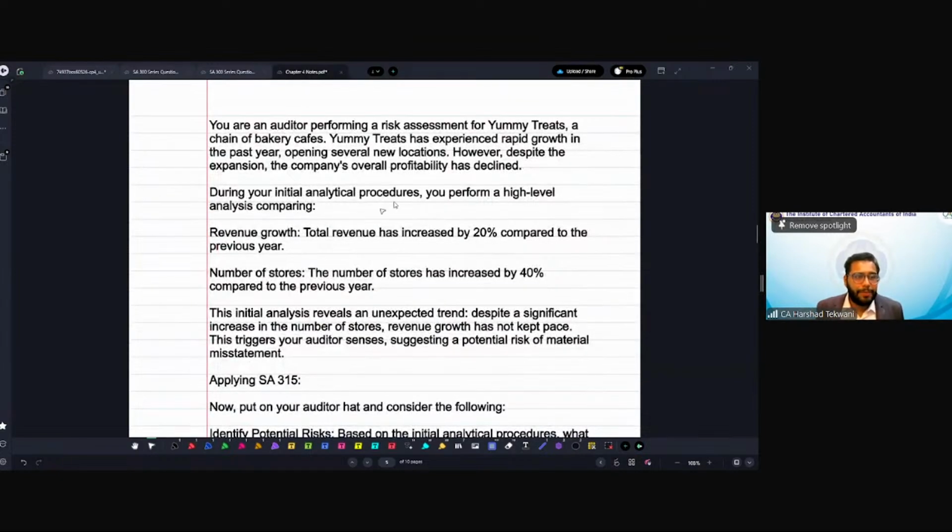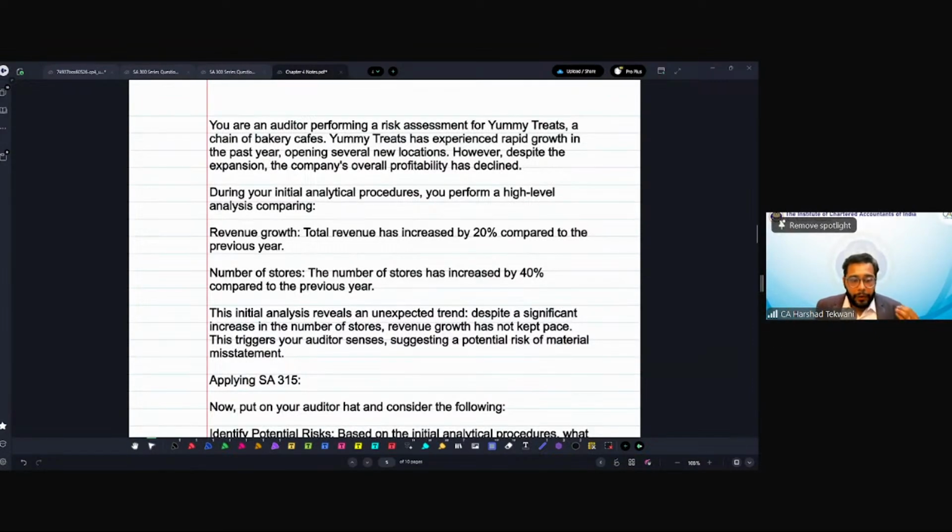During your analytical procedures, you performed a high-level analysis comparing the revenue growth. Total revenue has increased 20% compared to the previous year. The number of stores has increased by 40% compared to the previous year. Now, this initial analysis reveals an unexpected trend. Despite a significant increase in the number of stores, revenue growth has not kept pace. This triggers your auditor's sense and suggests a potential risk of misstatement.